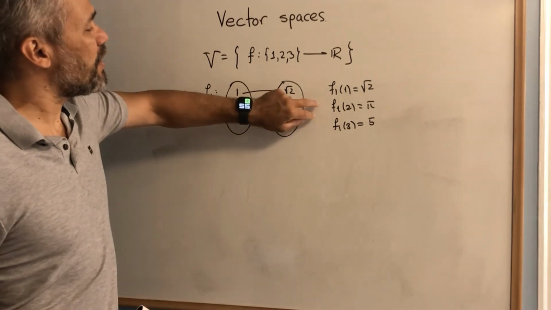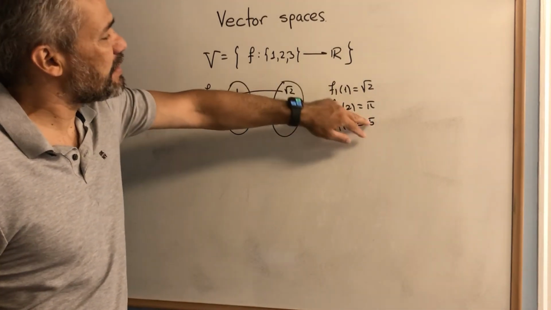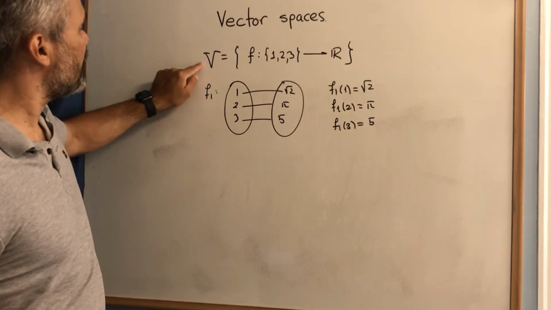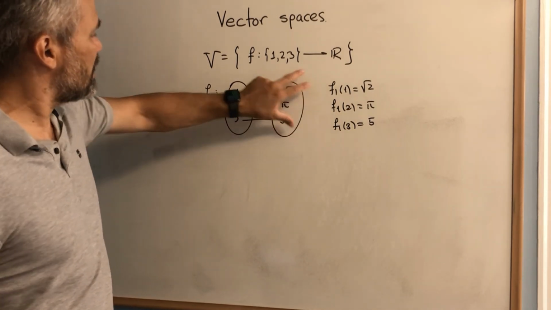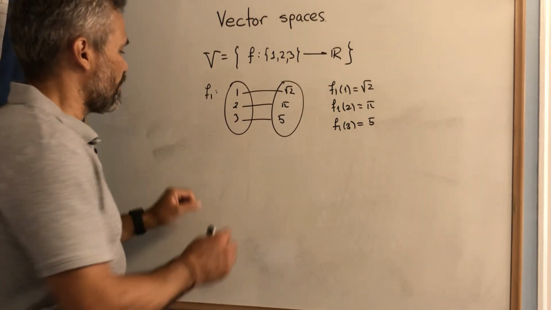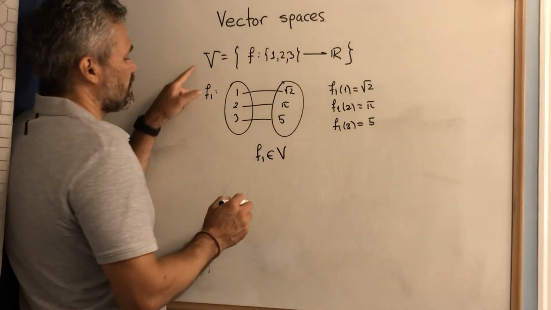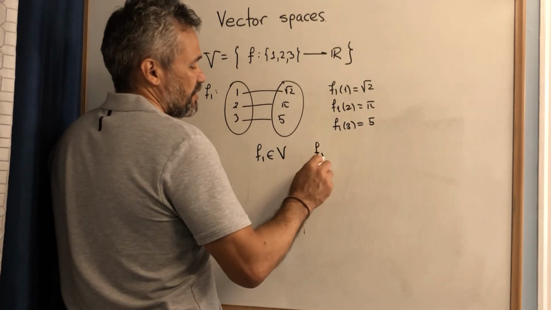Remember that we are just making this up to provide an example. This is an element here, right? And therefore this function, the whole thing, is called a vector. f1 belongs to this vector space, and then f1 is a vector.